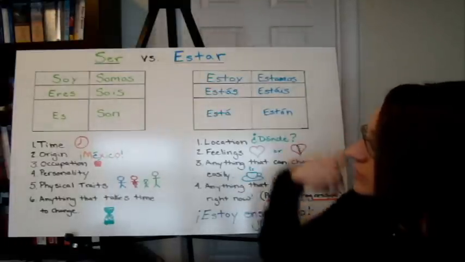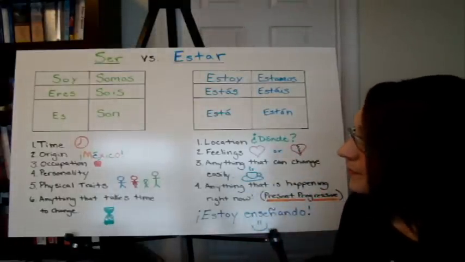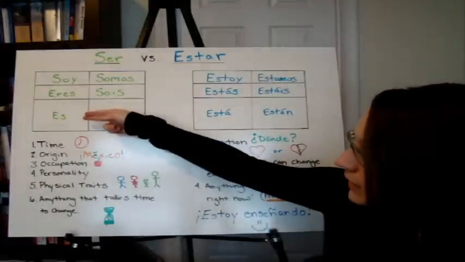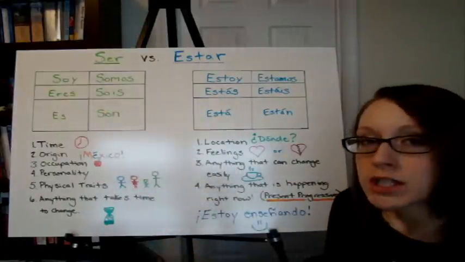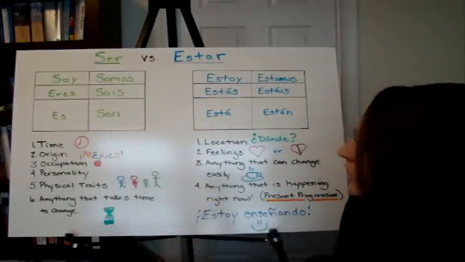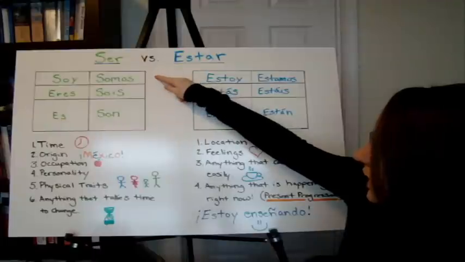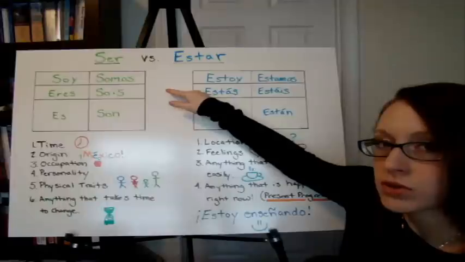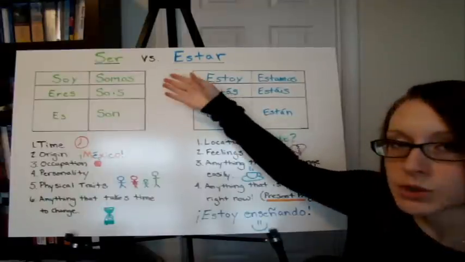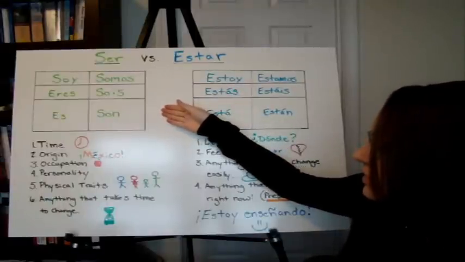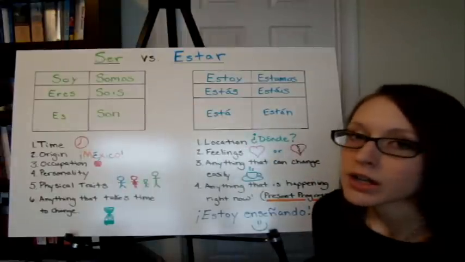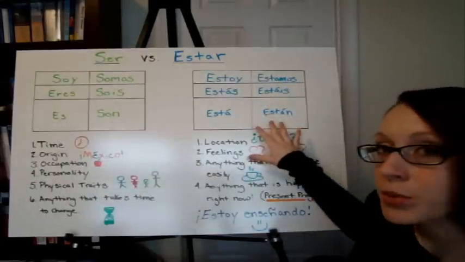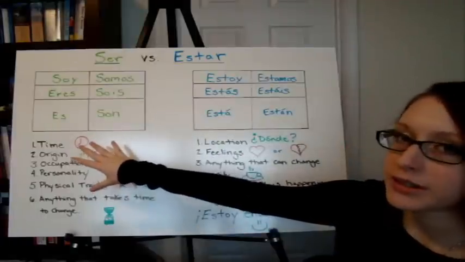So in the yo form, it is yo soy, I am. Tú eres, you are. Él, ella, usted es, which would be he, she, and it is, and you are formally. Nosotros and nosotras somos, we are. Vosotros and vosotras sois, you all are, used in Spain again. Ellos, ellas, and ustedes son, they are, and you all are. Now, the difference between the two, like I said, this is the temporary to be verb. This is more of a permanent to be verb.